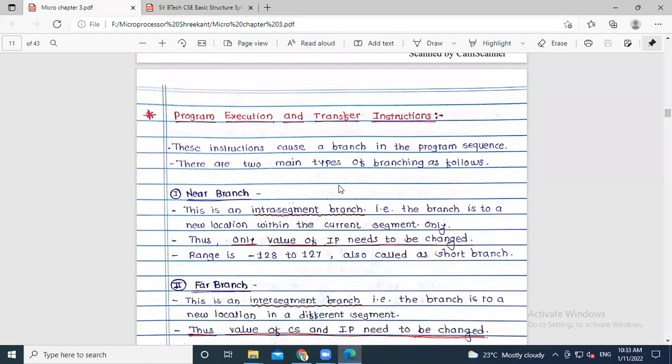So next, now it's 10:33. 10 minutes is over. So next, I will start with program execution and transfer instructions. In this program execution, these are the exact reflection of your lab session programs. The instructions which are going to be used to execute a microprocessor program, for that purpose we have to use program execution and transfer instructions.